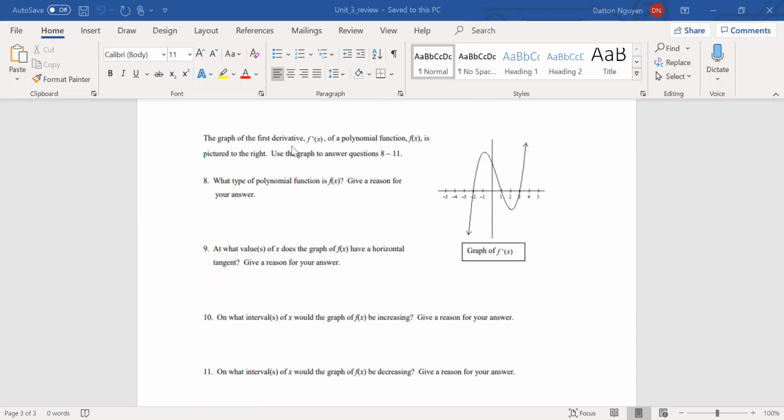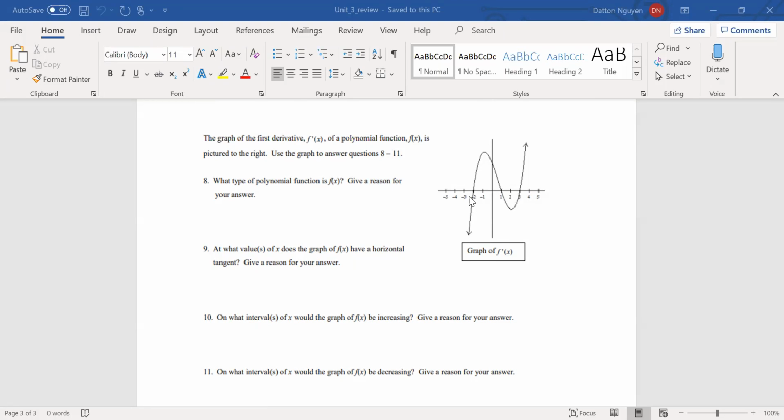The graph of the first derivative, f prime, of a polynomial function f of x is pictured to the right. Use the graph to answer 8 and 11. So what type of polynomial function is f of x? Give a reason for your answers. So here, do you notice that f prime crosses the x-axis at 3 spots, right? So at least here, here, and here. So that means f of x has humps at like 2 different spots, right?